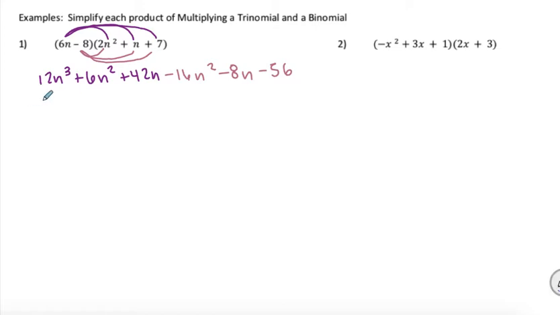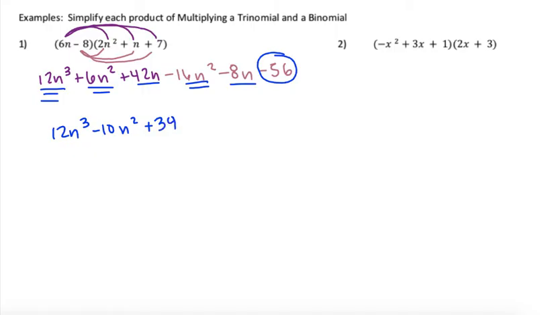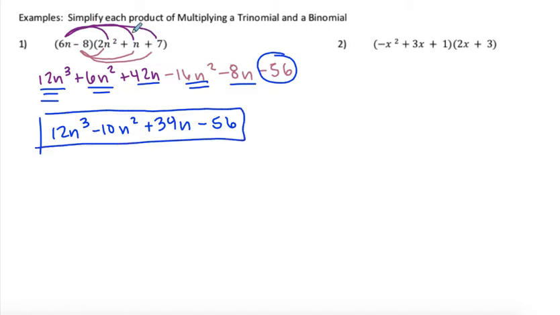Back to our combining like terms. So now, to stay a little bit more organized here, I go back to my underlining. Okay, so I have nothing to combine with the 12n cubed. 6n squared minus 16n squared is negative 10n squared. 42n minus 8n is, I think that's 34n. And 56 can't be combined with anything else. So now I have multiplied my binomial times a trinomial to result in all 6 terms here. Combining like terms, I end up with a cubic polynomial.